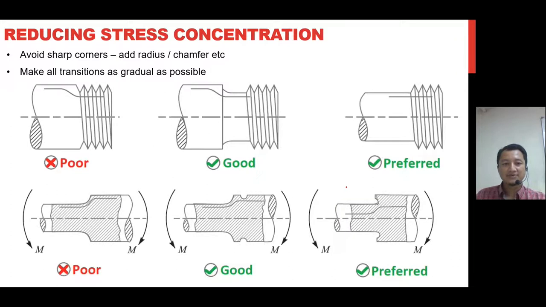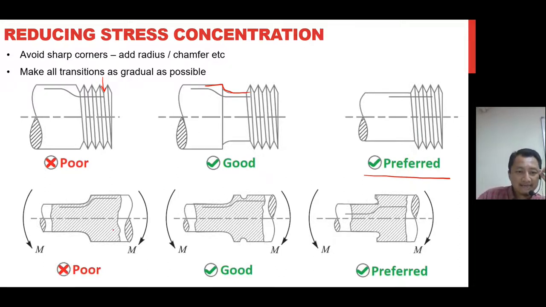And the same goes for parts like this. This is a threaded joint. At the threads, you do not want a sudden transition from the thread to the main body. You want a gradual transition to a changed diameter. So this one has a minor diameter which is small. Something much, much better is something like this. It's a much better way to design a threaded joint.